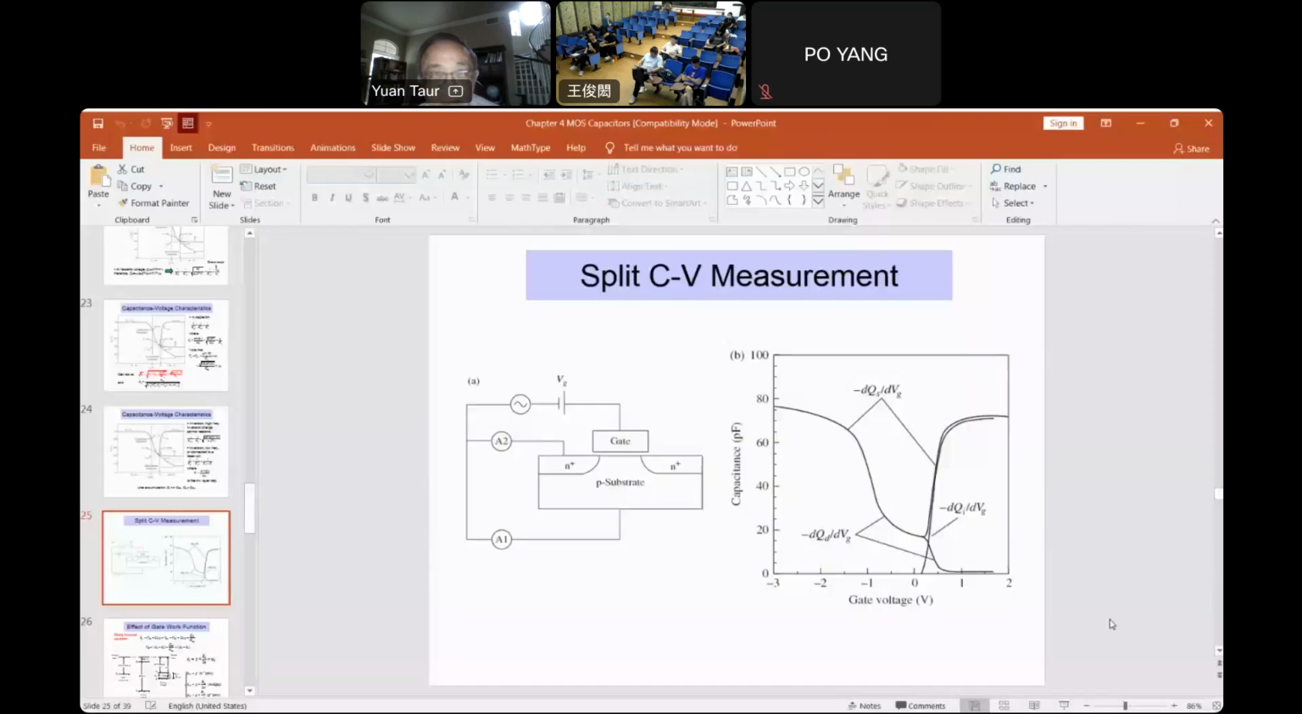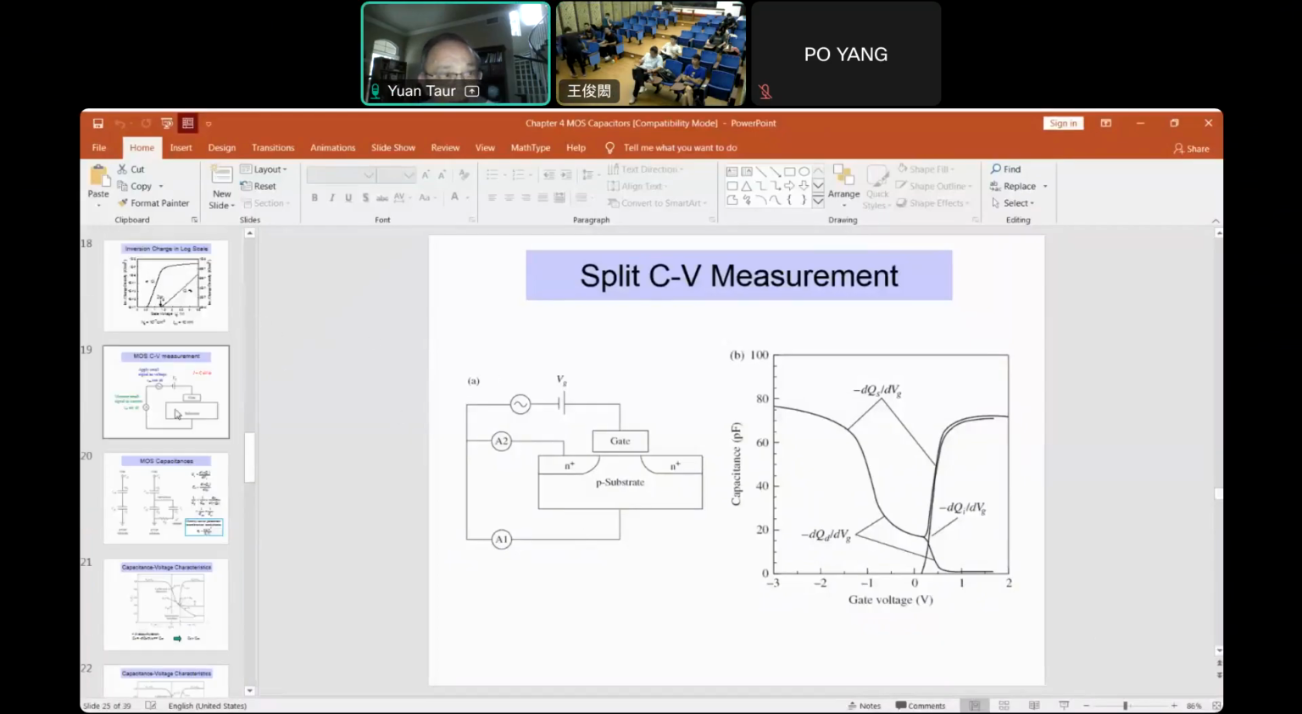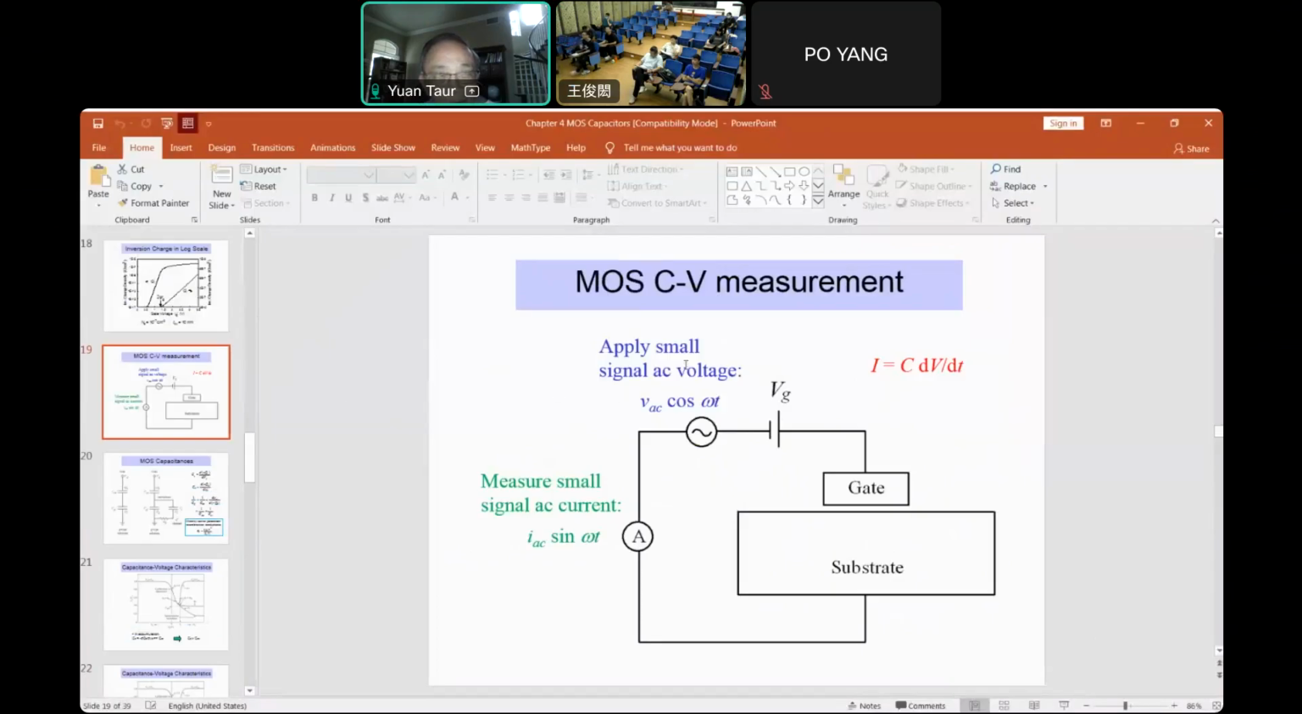Okay. So you see the chart on the split CV, Andy? Yes, please go ahead. Yeah. All right. Let me go back to the... Okay. So in the last class we covered the CV measurement, which is very simple, two terminal, gate and substrate, right?